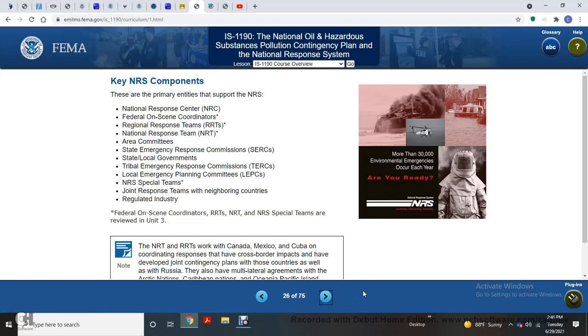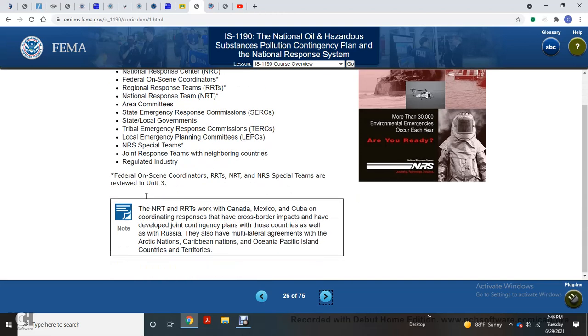Key components of the National Response System. The primary entities of the National Response System are the National Response Center, Federal On-Scene Coordinators, Regional Response Teams, the National Response Team, area committees, State Emergency Response Commissions, state and local governments, Tribal Emergency Response Commissions, local emergency planning committees, National Response System special teams, joint response teams in neighboring countries, and regulated industries.